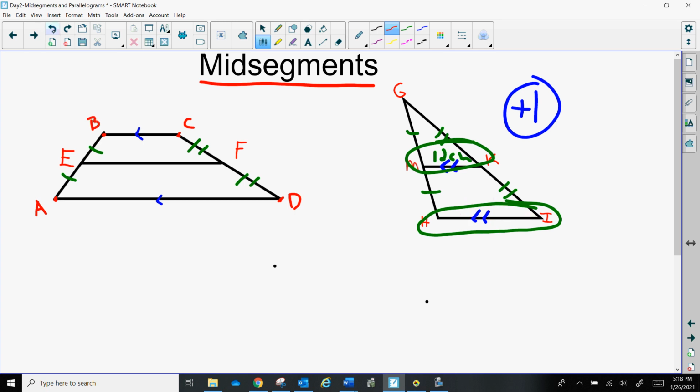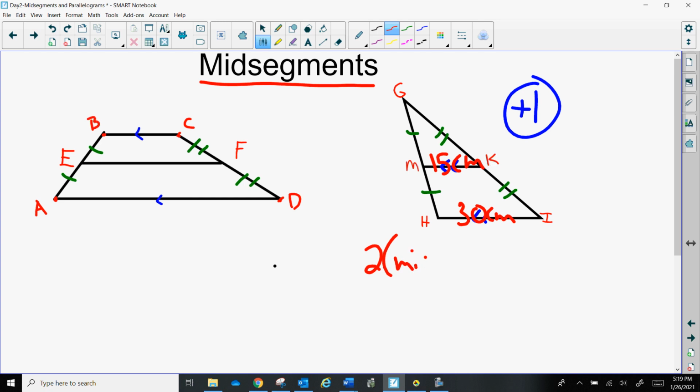And vice versa, if I gave you the base is 30 centimeters long, you're going to say, oh yeah, the midsegment is half as much as the base. The base is twice as much as the midsegment, so this is going to be 15 centimeters long. So what's the rule here is in a triangle, if you double the midsegment, it's going to equal the length of the base.